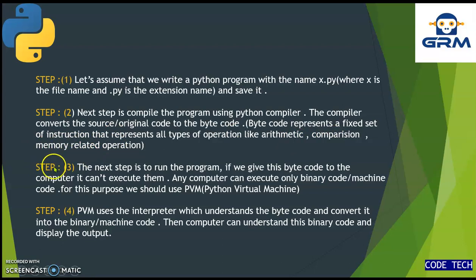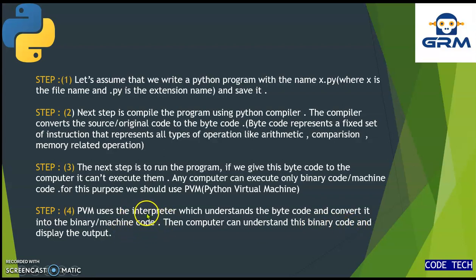Then step 3: the next step is to run the program. If you give this bytecode to the computer, it cannot execute it, because any computer can execute only binary or machine code. For this purpose, we should use the PVM. What is the PVM? PVM is the Python Virtual Machine. Then step 4: the PVM uses the interpreter, which understands the bytecode and converts it into binary or machine code. Then the computer can understand this binary code and display the output.